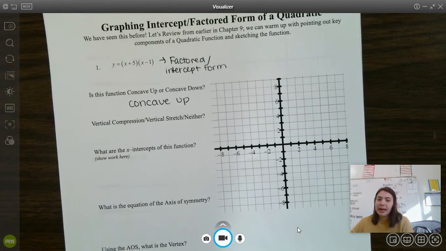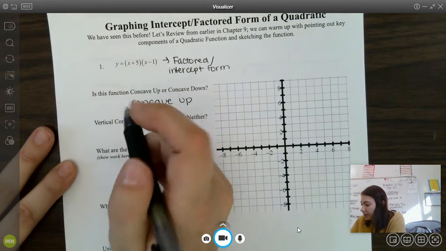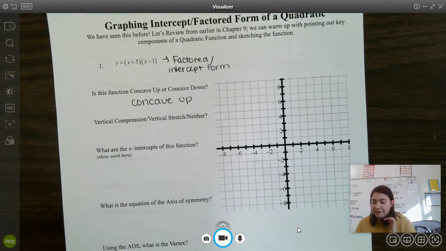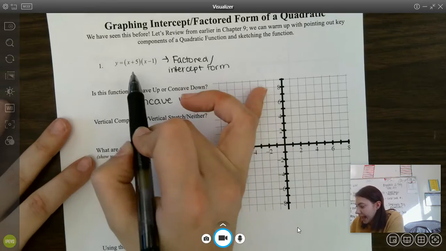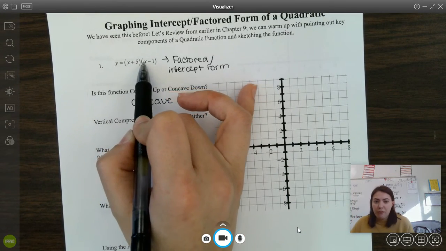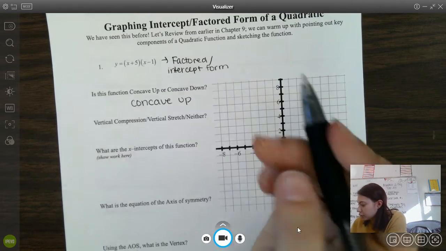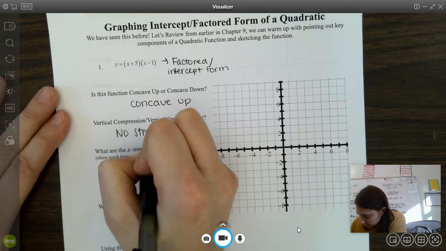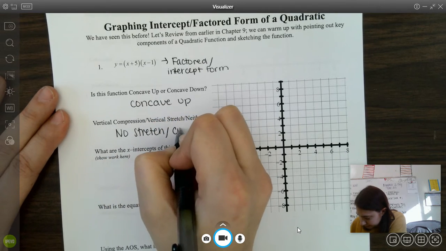Does this parabola have a vertical compression or stretch, or is it neither? Well, in terms of when we distribute this later into standard form, or just trying to figure out what our a value would be, x times x is x squared. We don't have any coefficient out in front, so our a value is 1. So therefore, there is no stretch or compression.